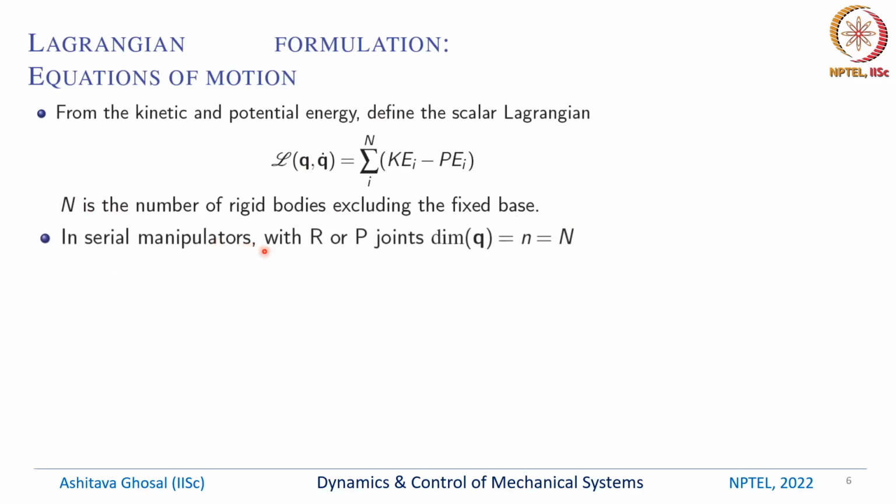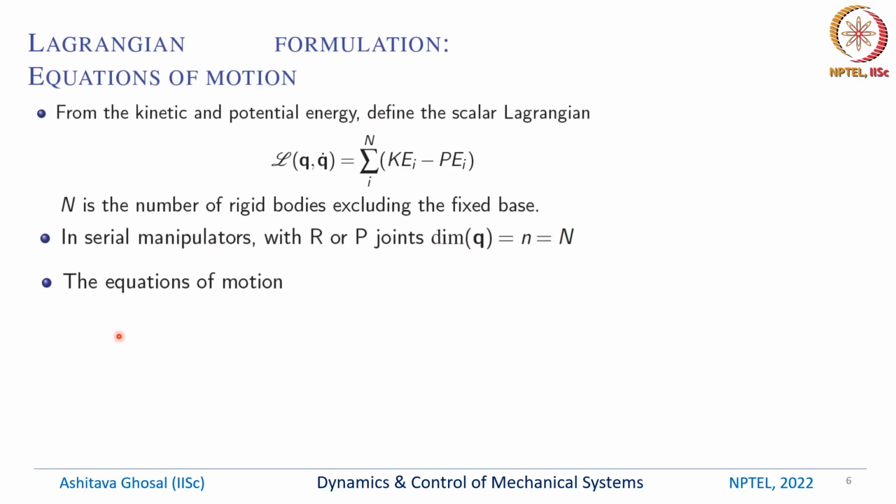So in a serial manipulator with R or P joints, the dimension of q is nothing but n, which is the number of joints. Okay, and this is also the same as capital N in this example. In kinematics, if you recall, this capital N was the number of links, but we had to add the fixed base. Okay, so in the planar 3 degree of freedom robot, we had 3 moving links, but capital N was 4. Here we don't do that.